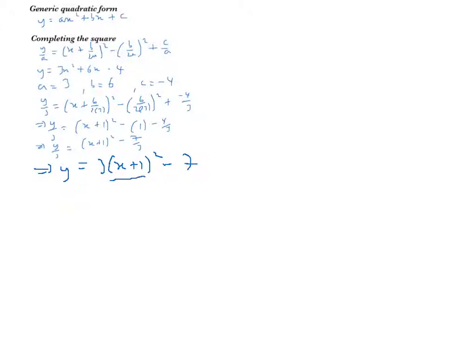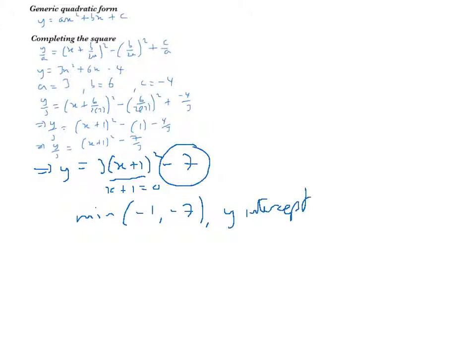So here, to find the minimum point, this bracket must equal 0. So therefore, the x at the minimum has to be minus 1. Remember, this part alone is the y bit, so our minimum occurs at x equals minus 1 and y equals minus 7. Let's now look for our y-intercept. Remember, at the y-axis, x is always 0, so we're just plugging in x is 0 here. So we get 3 times 1 squared, which is 3, minus 7, which is minus 4. So the y-intercept occurs at (0, minus 4).